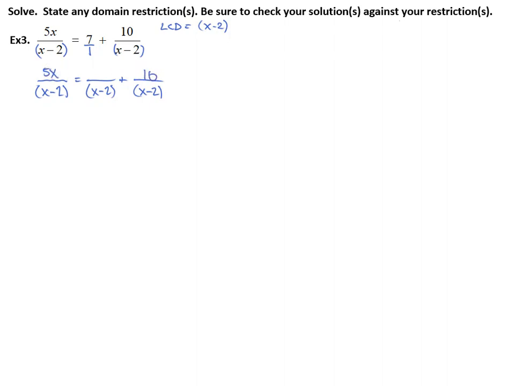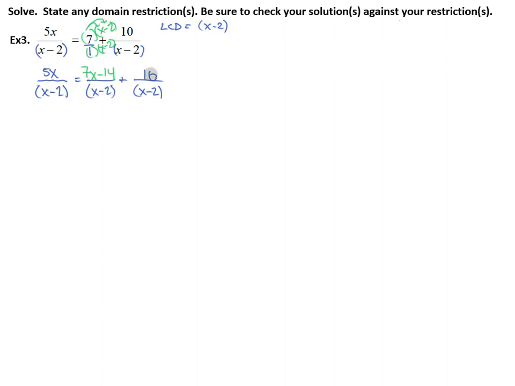Okay, so for this one, we need to multiply it by x minus 2, top and bottom, and go ahead and distribute up top, which gives us 7x minus 14.